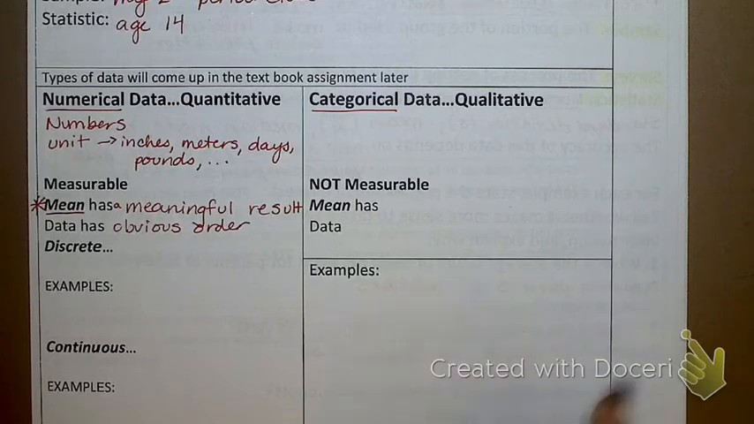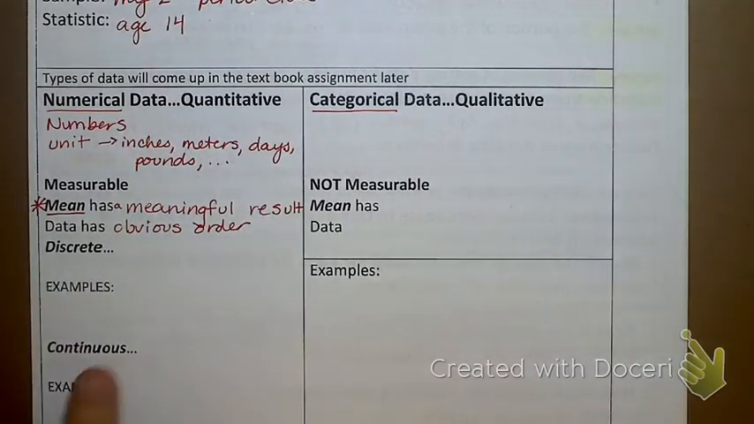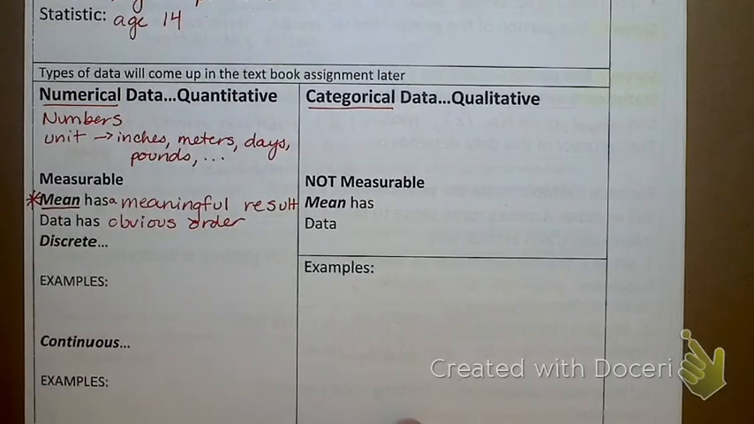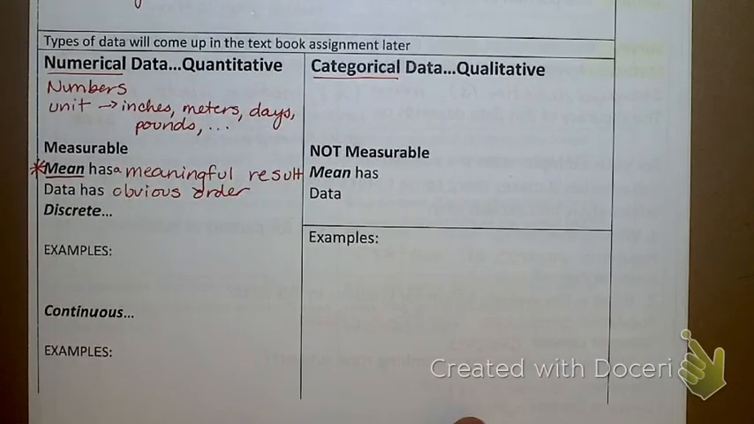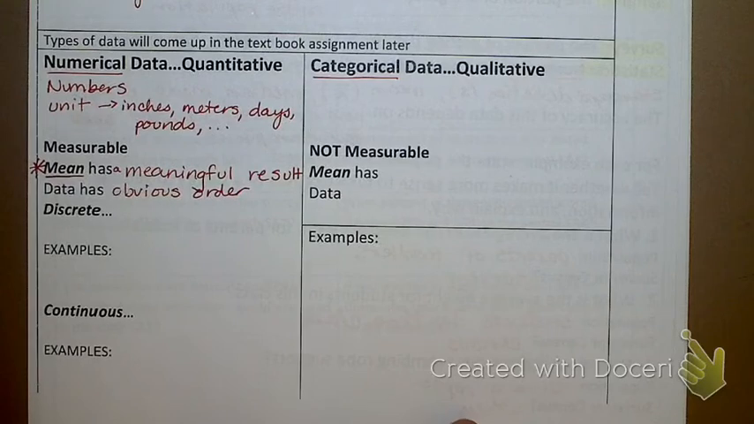Now, you can have discrete numerical data, or you can have continuous numerical data. Does anyone remember what discrete is? We talked about that before. With sequences, we had all discrete stuff. Because remember, you could have a first term and you could have a second term, but you couldn't have a 1.5 term. That didn't make sense.